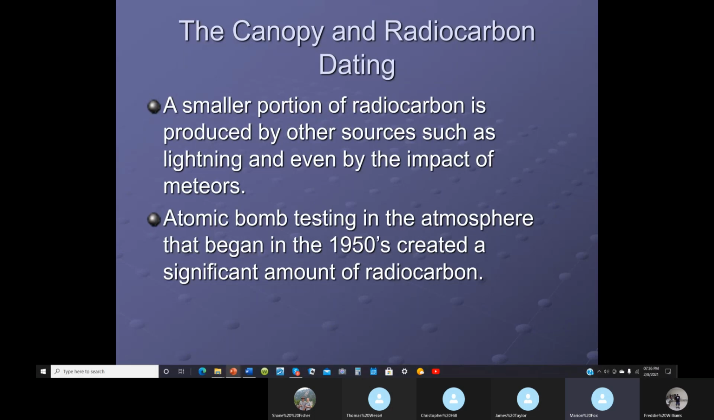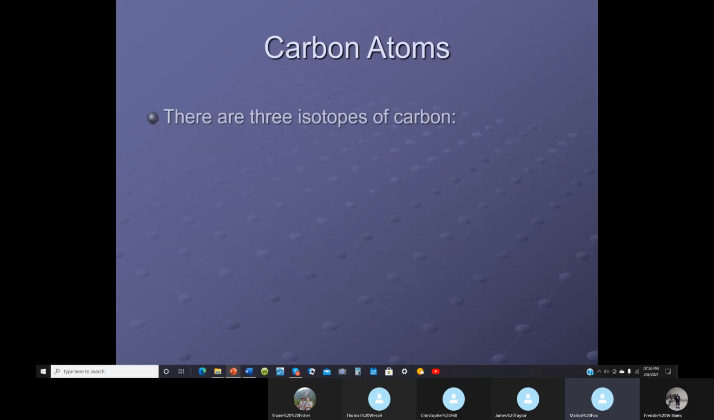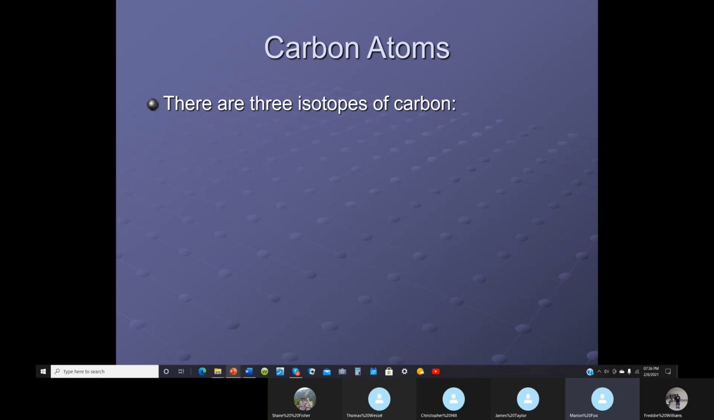Atomic bomb testing in the atmosphere that began in the 1950s created a significant amount of radiocarbon and changed the amount of radiocarbon that we have in our atmosphere. I think it was a permanent change, and radiocarbon is not good for us to have in our bodies. Period. It's bad for us. So keep that in mind. But atomic bombs did change it. So whenever they talk about the dating, they say BP, before present, they mean before 1950.